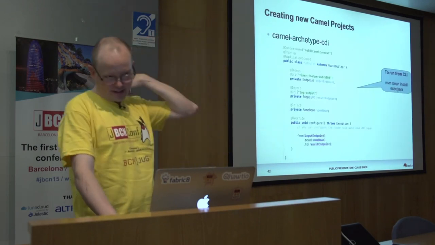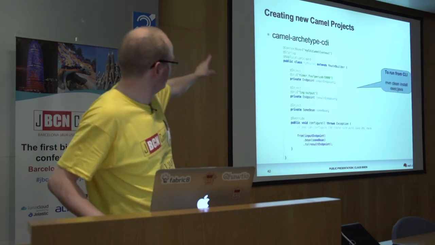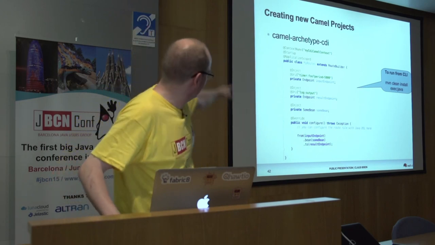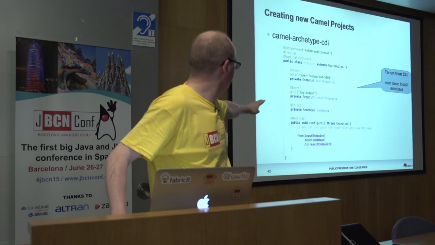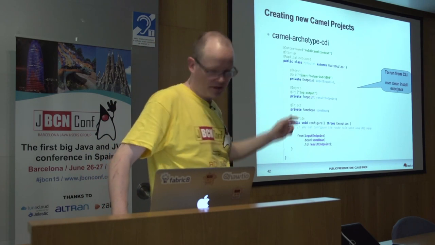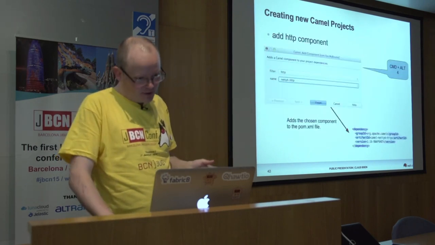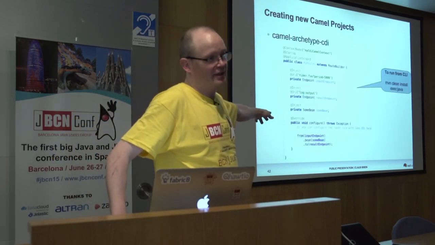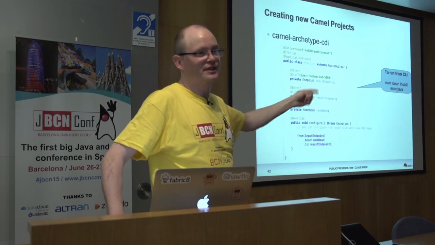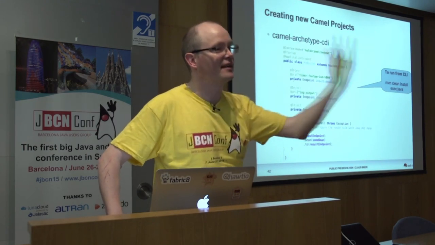So for the CDI, this is the client code. This is what the client generates. We have some endpoints being injected, and down at the bottom, we have the route from an endpoint, follow bean, and log. Because this one doesn't call HTTP out of the box, it doesn't use HTTP to call another service, we need to add that code.